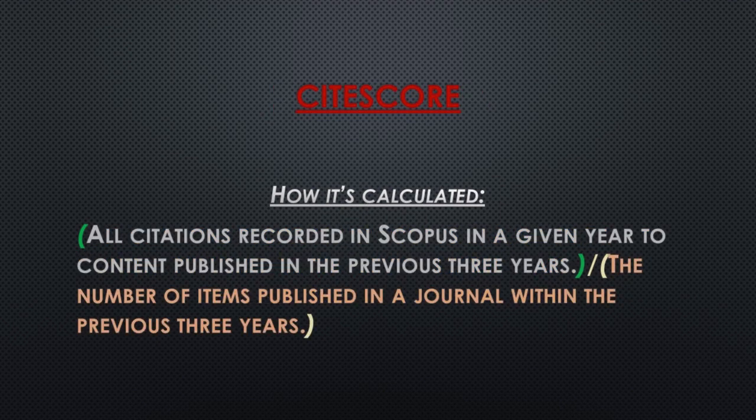SiteScore. Currently available for over 22,000 journals indexed in Scopus, SiteScore aims to capture the optimum citation period for most subject areas. It is a ratio of citations to research published and looks at all content published in a journal, not just articles and reviews. How it's calculated: all citations recorded in Scopus in a given year to content published in the previous 3 years is divided by the number of items published in a journal within the previous 3 years.